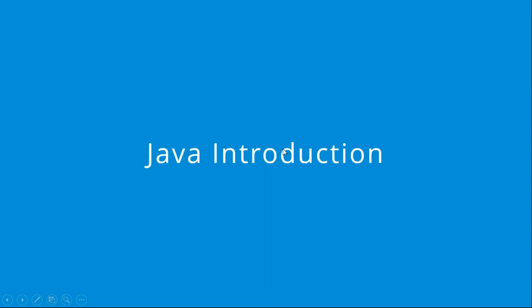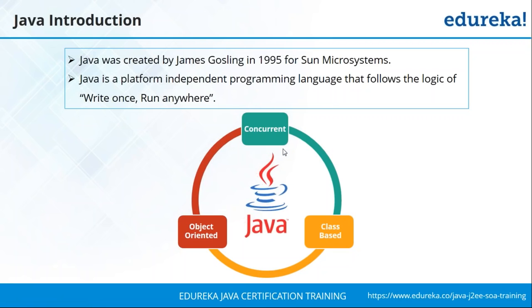Now let's move forward and have an introduction to Java. So Java was created by James Gosling in 1995 for Sun Microsystems. So Java was originally planned to be named as Oak, but that name was taken. So they went after and named it after their favorite coffee, which was Java.